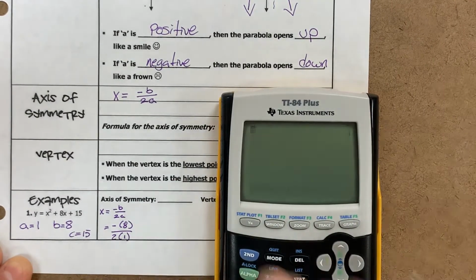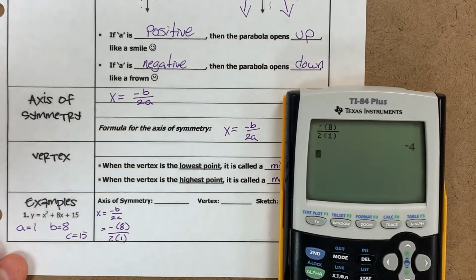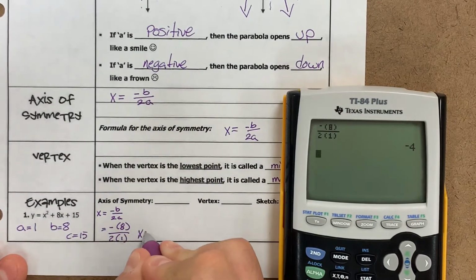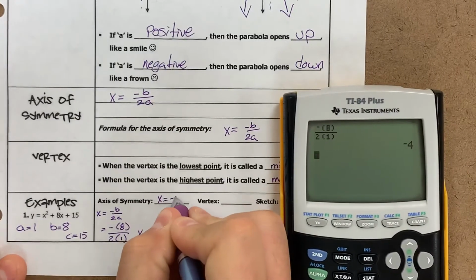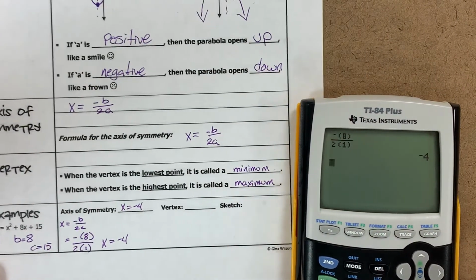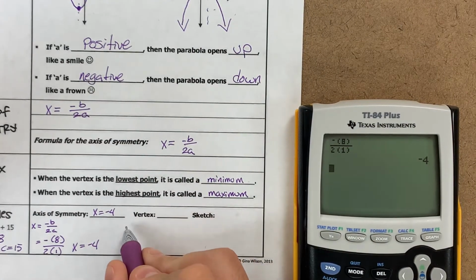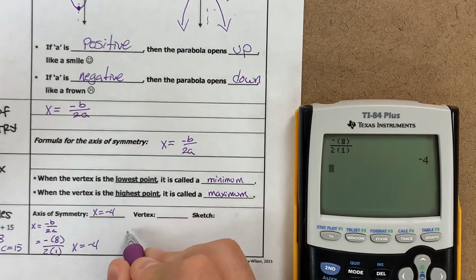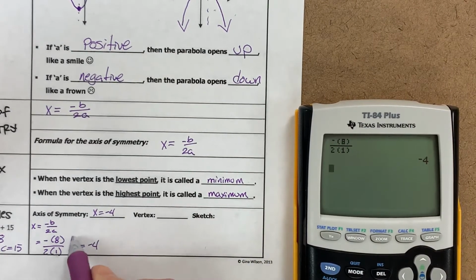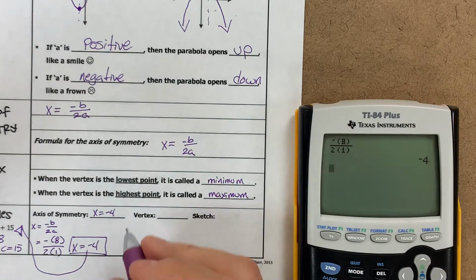Use our little calculator here. Negative 8 over 2, 1. So our axis of symmetry is x equals negative 4. Now, we need this axis of symmetry to find our vertex. I'm going to do that right now. So we know that the axis of symmetry is x equals -4. Our vertex can be found using this value of x in this equation that we are trying to find it for.